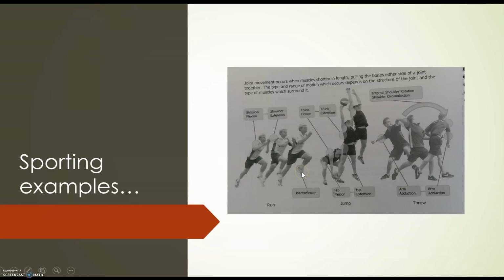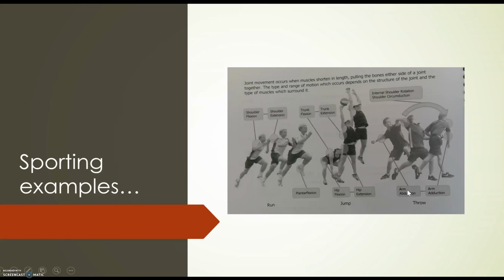Plantar flexion, all right, again, flexion being where we reduce the size, reduce the angle between the two joints, where that extension, pushing it away. You can see that hip extension, hip flexion there, the trunk extension, the trunk flexion here, and then arm abduction.